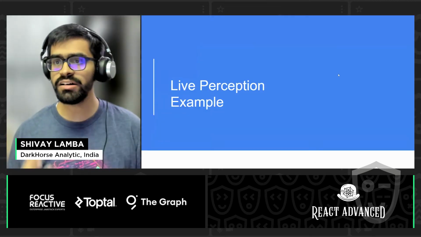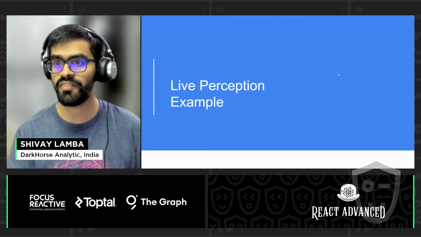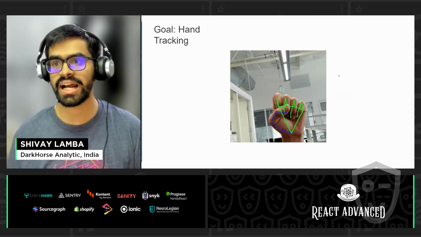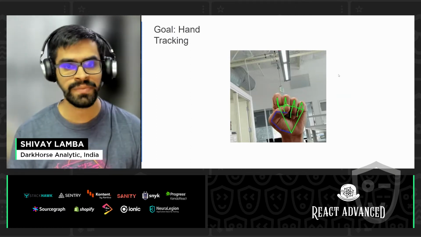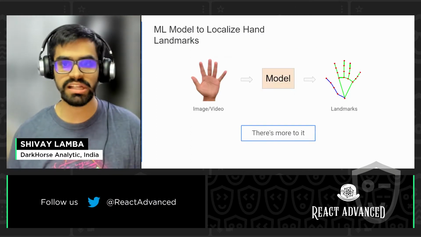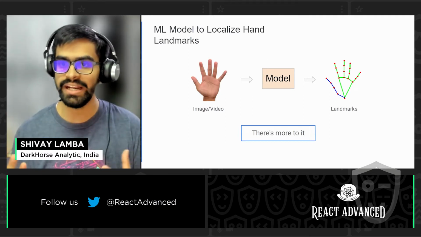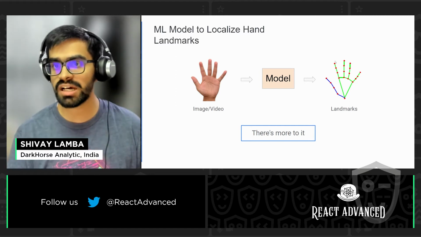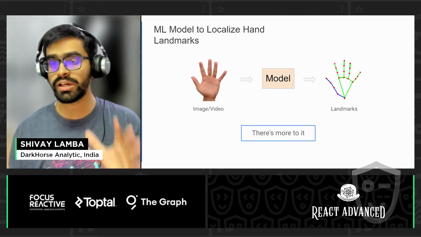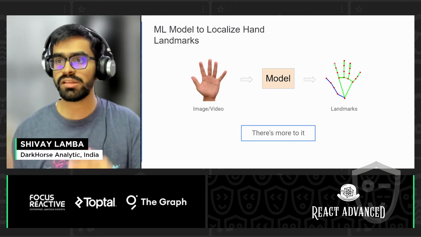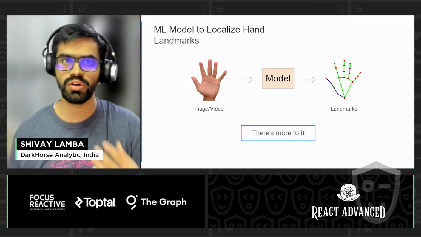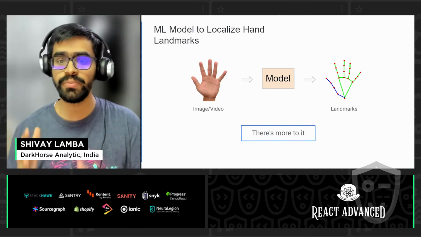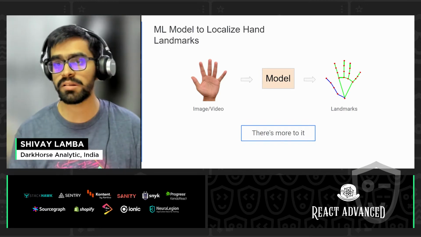So let's look at a very quick live perception example of how it actually takes place. For this, we're going to be looking at hand tracking, right? So essentially what we want to do is take an image or a video of your hand and put these landmarks on it. What are landmarks? Landmarks are these dots that you see, and you can superimpose them on your hand. They denote all the different edges of your hand, and you're going to be superimposing them. So this is what the example is going to look like.